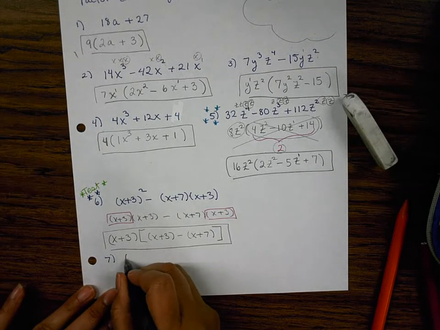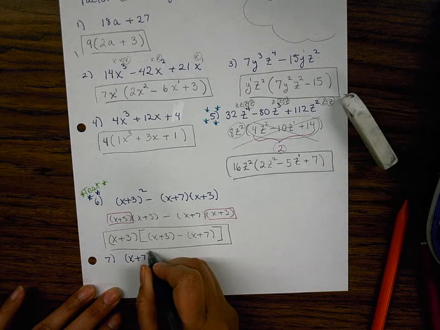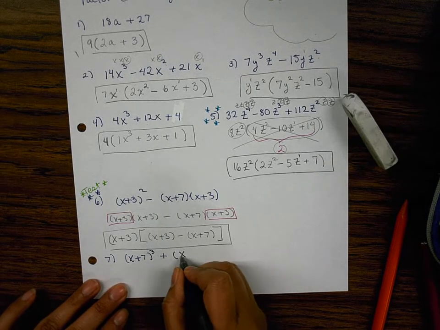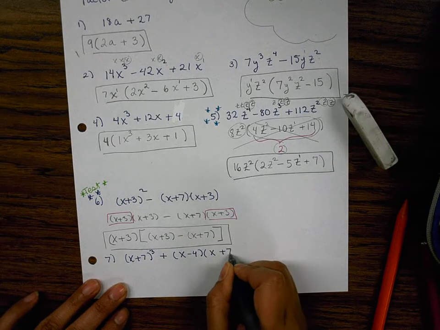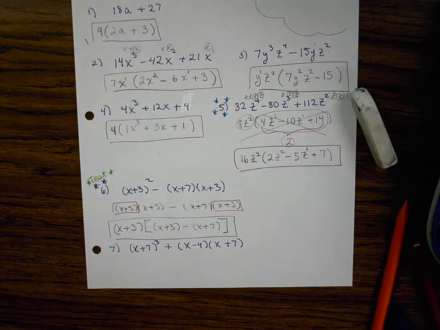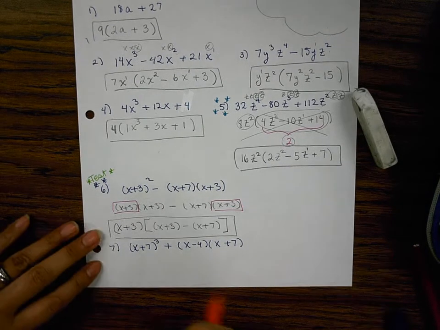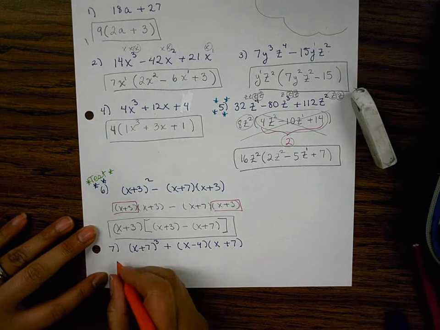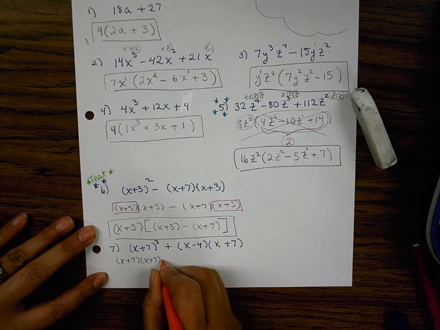Number 7, x plus 7 cubed plus x minus 4, x plus 7. Now, I'm going to rewrite it. X plus 7 cubed, again, there's two terms. X plus 7 cubed means there's 3 of the x plus 7s.